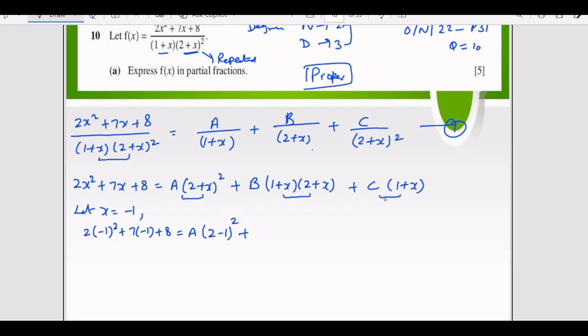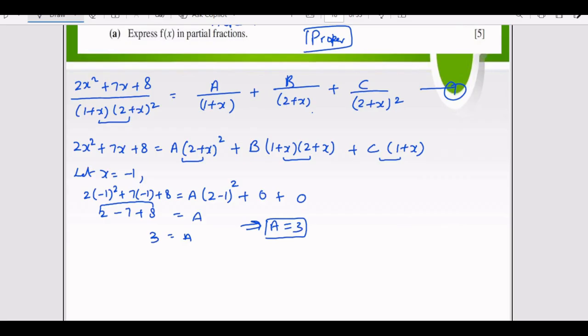So we have 2(-1)² plus 7 times -1 plus 8. When we put -1, 1 minus 1 is going to become 0, and the other part is also going to become 0. So basically we are going to get the value of A from here. So this is 2 minus 7 plus 8 equals A. So this is 8 plus 2, 10 minus 7, it's 2, sorry, 3. So the value of A is 3. We got the value of A equals 3.